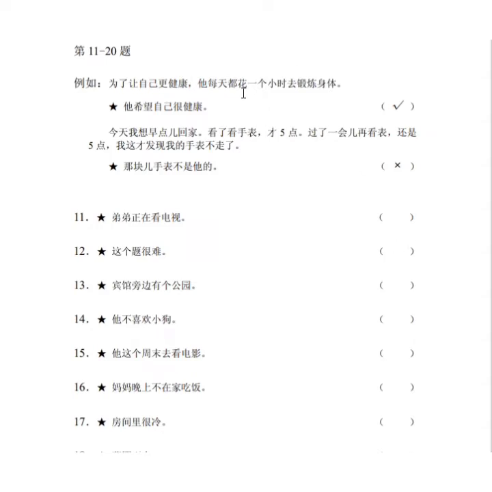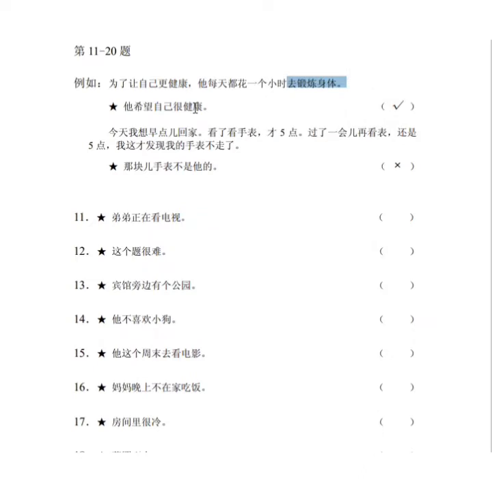Also in part 2, the easiest way to guess the correct answer is to find the keyword. For example, here the keyword is tuanlian, exercise. So even if we only get the meaning of this keyword, we can get an idea that someone is talking about exercise. So it means that the man wants to keep himself healthier.